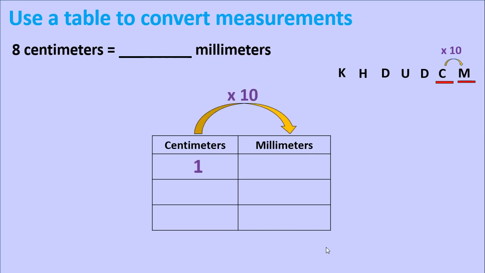1 centimeter times 10 is 10 millimeters. 2 centimeters times 10 is 20 millimeters. And 8 centimeters times 10 is 80 millimeters. So 8 centimeters is the same as 80 millimeters.